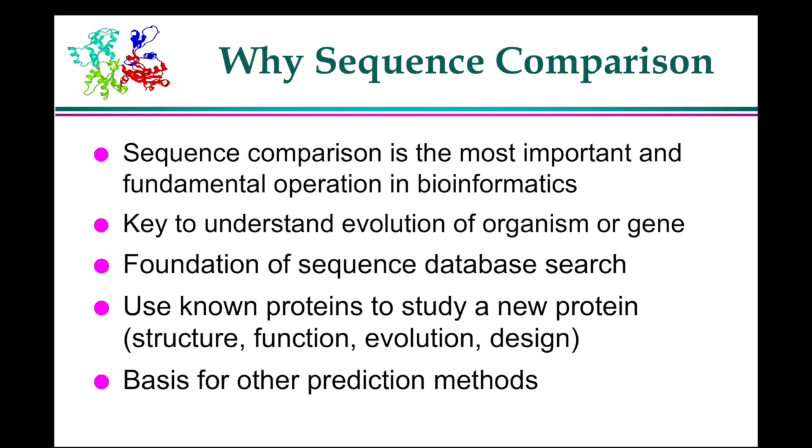So for protein study, sequence comparison is the most important and most fundamental operation, because it's the key to understanding the evolution of the organism and also the evolution of that particular gene. And for sequence search, of course, you really need to use sequence comparison. Once you find a similar protein, if it has some known information, you can transfer that information to the query protein, in terms of structure, function, evolution, or sometimes for design purposes. Sequence comparison is also the basis for other prediction methods, for example protein localization prediction.